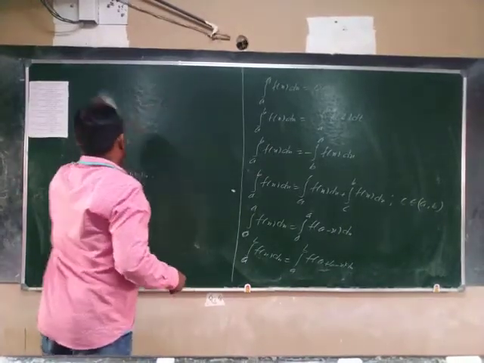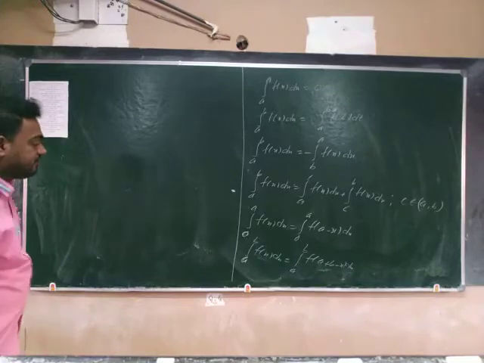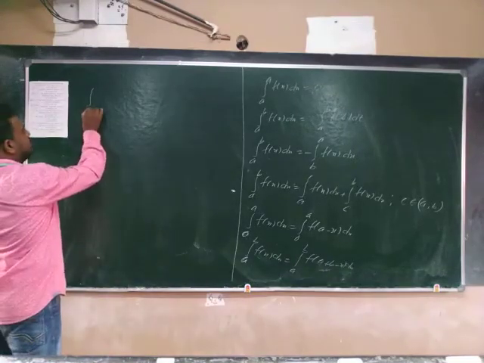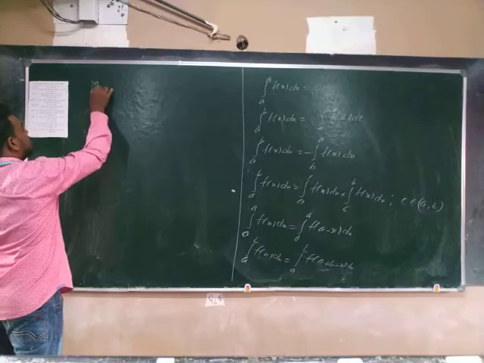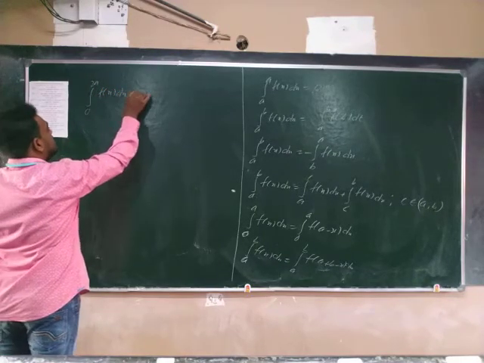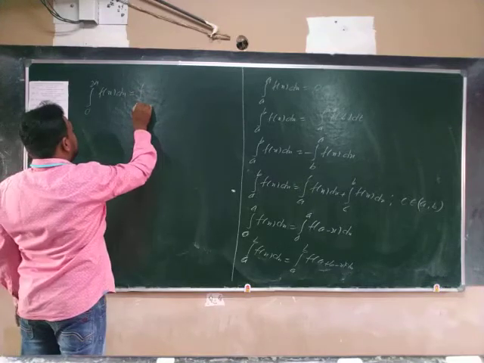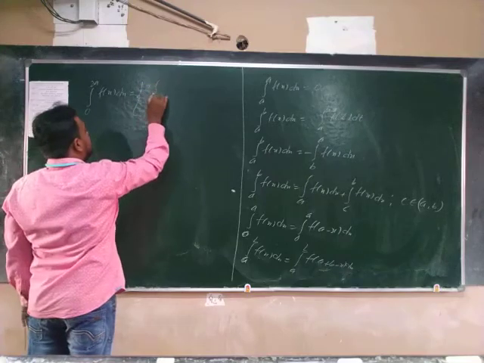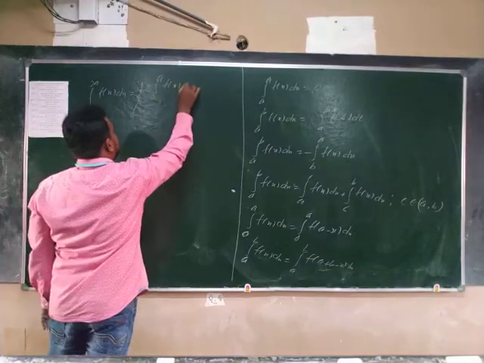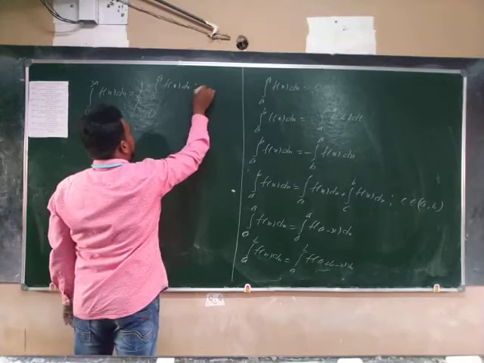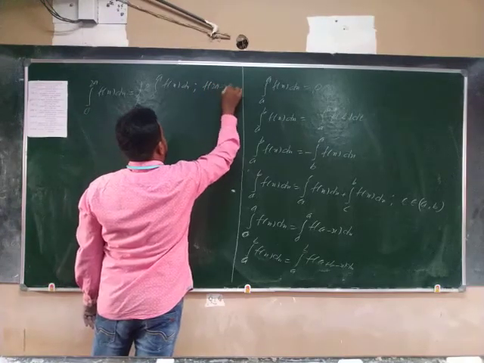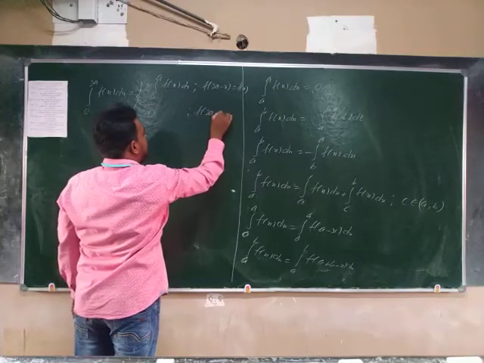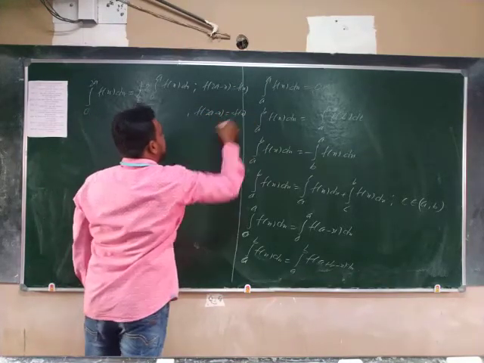Next, the integration from 0 to 2a of f of x dx. There are two cases arising here: it equals 2 times the integration from 0 to a of f of x dx when f of (2a minus x) is equal to f of x, and 0 when f of (2a minus x) is equal to minus f of x.